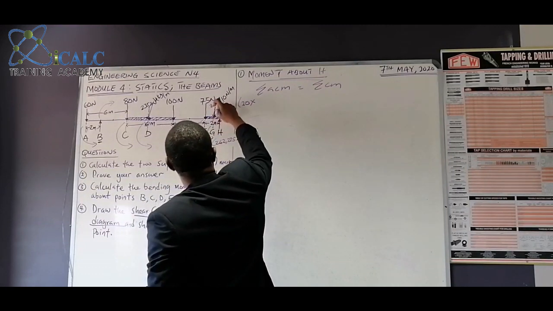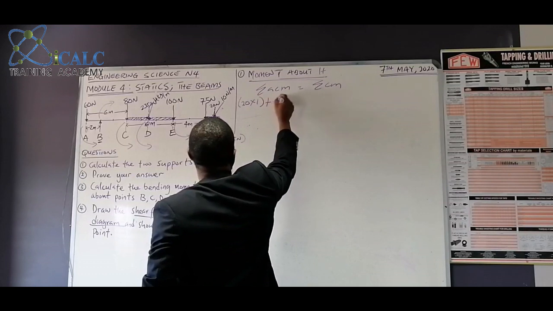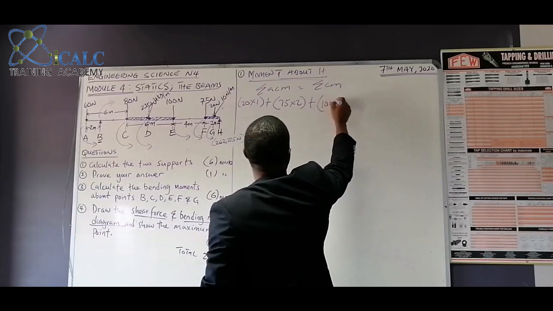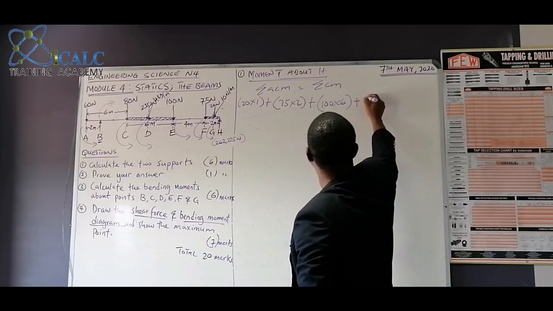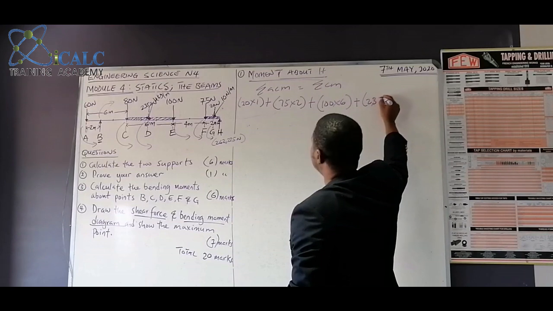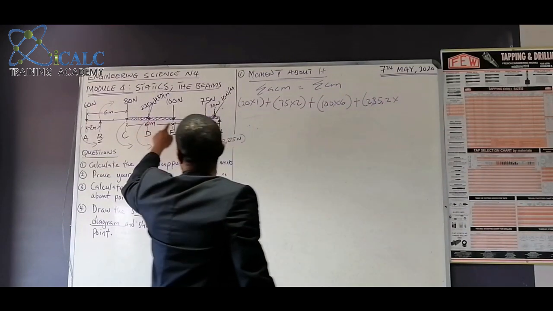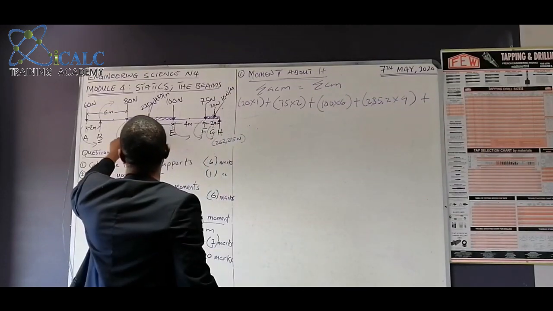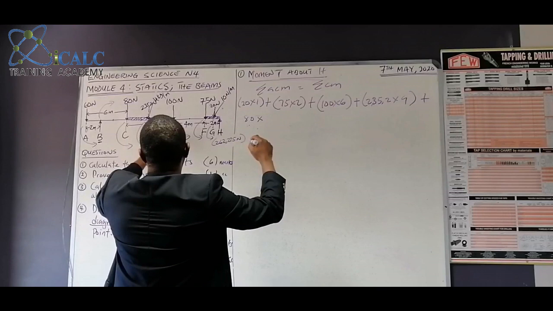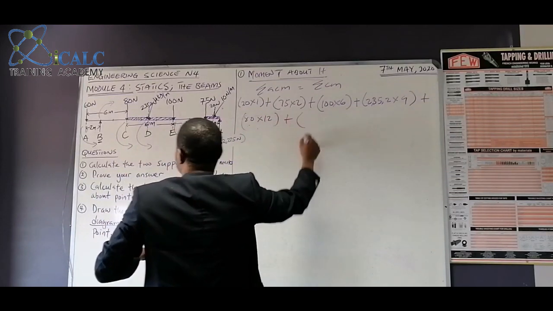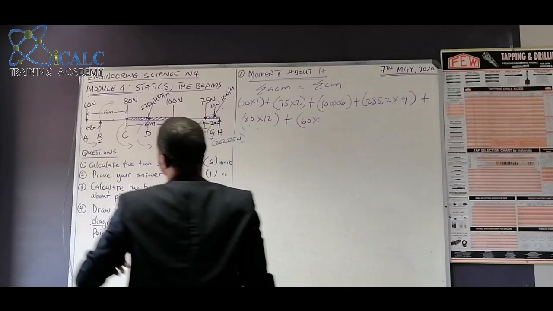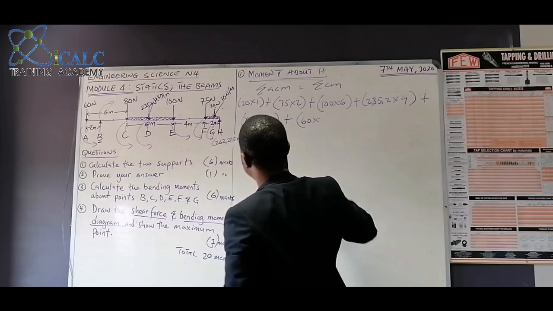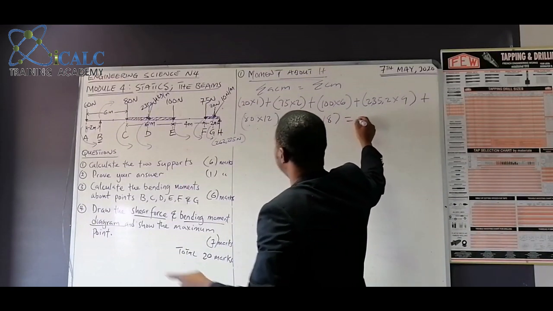20 multiplied by the distance from here to this point, which will be 1, plus 75 by 2, plus 100 by 6, plus 235.2 multiplied by, from here to here is 3 plus 4 is 7 to there is 9, plus 80 multiplied by 6, 10, 12, plus 60 multiplied by 2, 4, 6, 12, 12 plus 4, 16, and this will be 18, will be equal to B multiplied by 16.